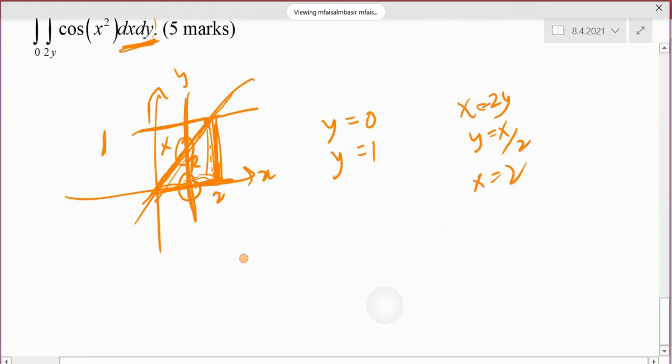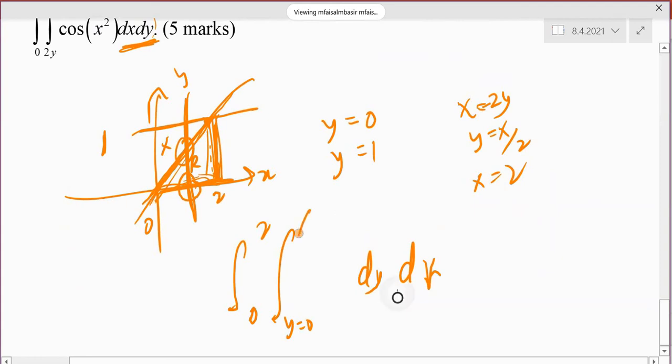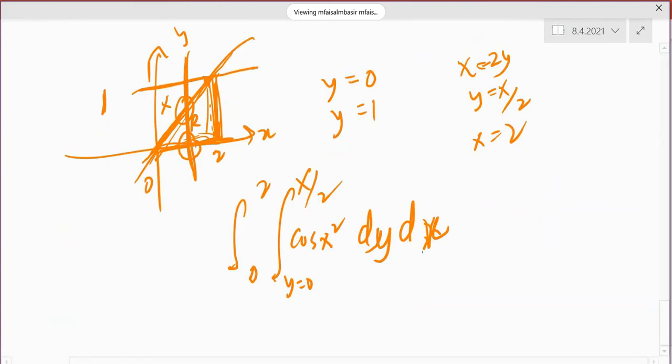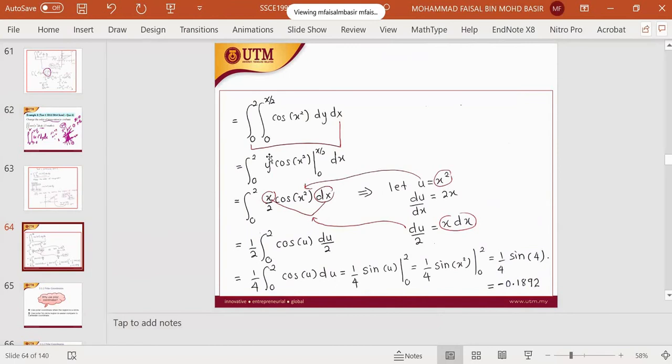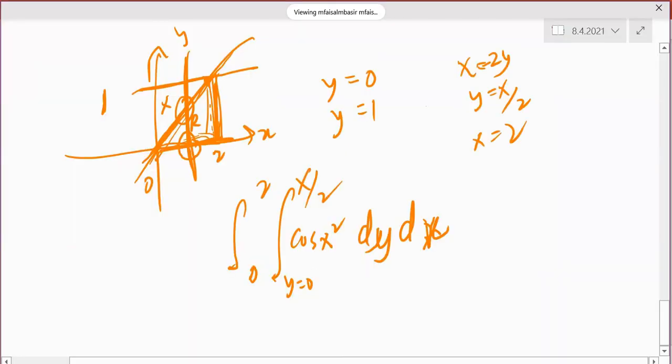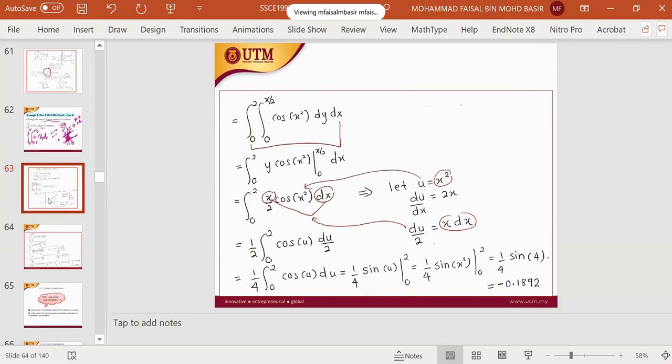So cut at that means your x is from 0 to 2. So y must be from 0 from here. Y is x over 2. Whatever function here is cos x squared. Okay. Zero to 2, 0 to x over 2. Okay. Any question?